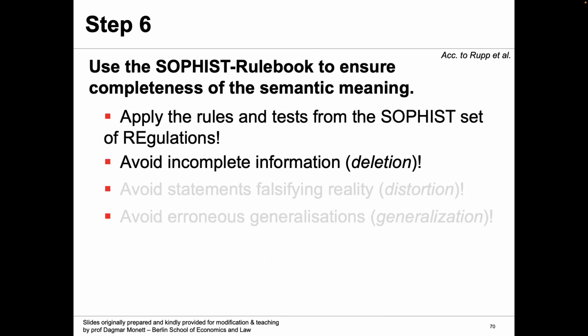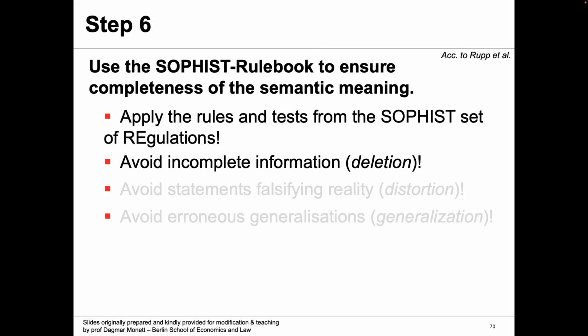Okay. Use a Sophist rule book to ensure completeness of the semantic meaning. The rule book is available online as well. There are like 17, 18 rules, but they are just based on the quality criteria of requirements that we discussed last week. That they need to be correct, unambiguous, concise, consistent, valid, and testable. So all these rules that we discussed last week are basically the rule book.